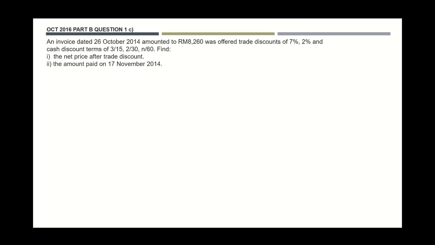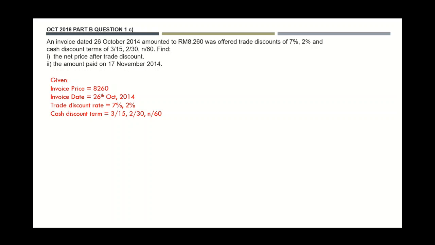So as usual, the first step is to determine the given information. In this case, the given information are the invoice price 8260, and then you have the invoice date 26 October 2014, and then you have the trade discount rate of 7% and 2%, and finally you are given the cash discount term 3/15, 2/30, and n/60.